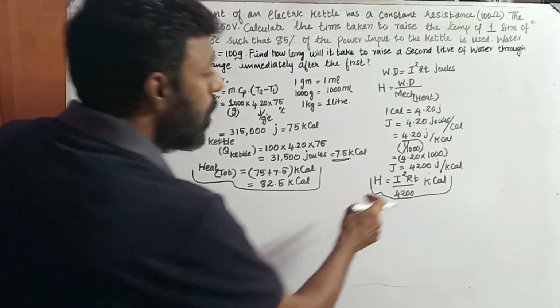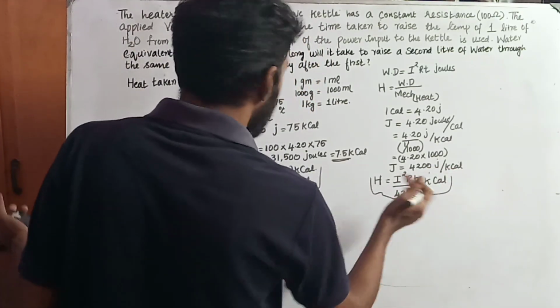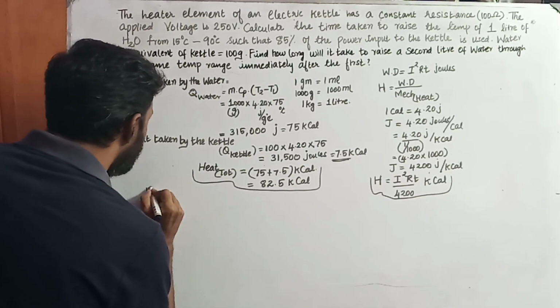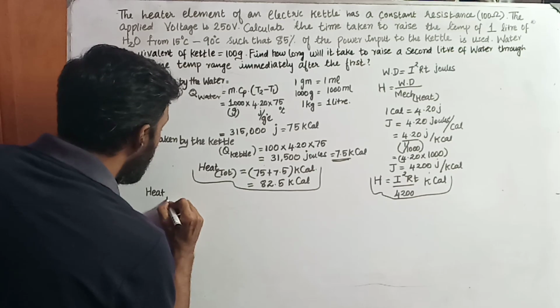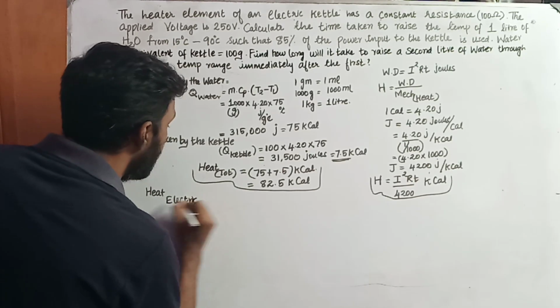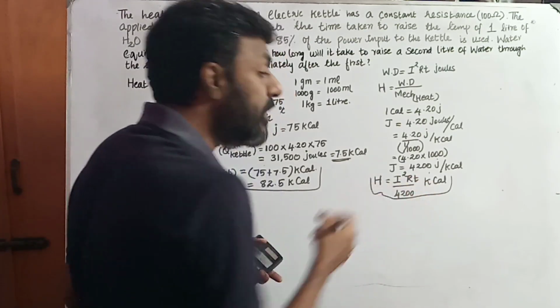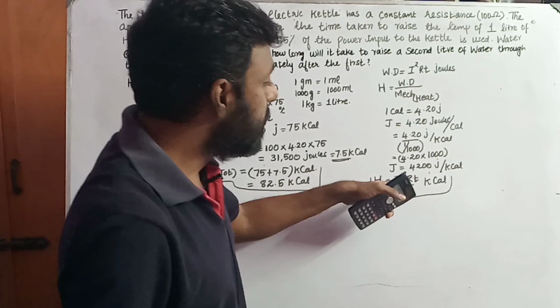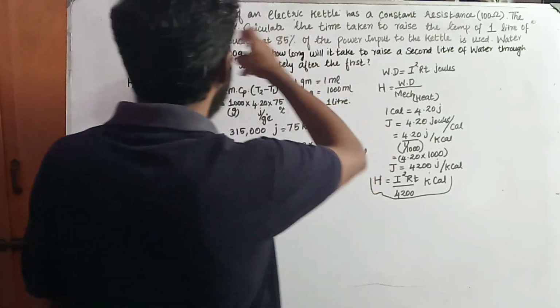So the first thing is, this is the formula. Heat produced by electrical means, I'm denoting it as heat electric. Heat electric is equal to I squared R T divided by 4200. Here the value of I, the current, is not given.